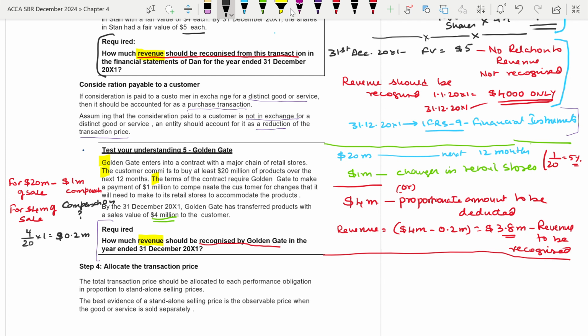If you are selling 4 million, you are getting 1/5, okay? 4 divided by 20 is 1/5, 20%. It is almost 0.2. Now, what happens? The sale is how much? 4 million. This is the sale and this is the compensation. How much should we recognize? We have to recognize 3.8 as per IFRS 15. Is it okay?